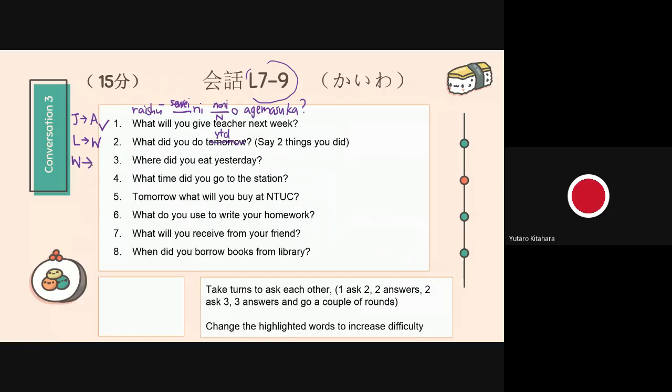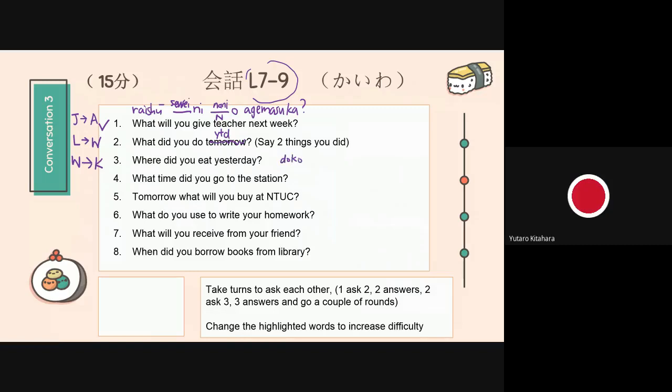Next, Wenda can ask Kali. Then Kali just type the answer. Kino wa doko e tabemashita? What you just said is yesterday you eat to where? Oh, it's wrong. Particle only. Particle slightly mistake. Doko? Doko ni? Not ni, not yet.